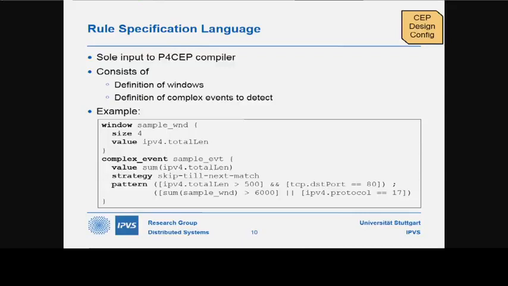So the rule specification language consists of 2 parts. It consists of the definition of windows and the definition of complex events to detect. You see an example here, but we'll go step by step through it.